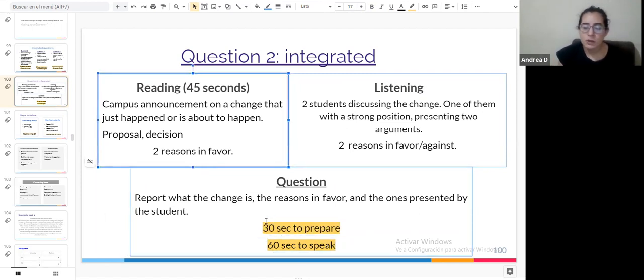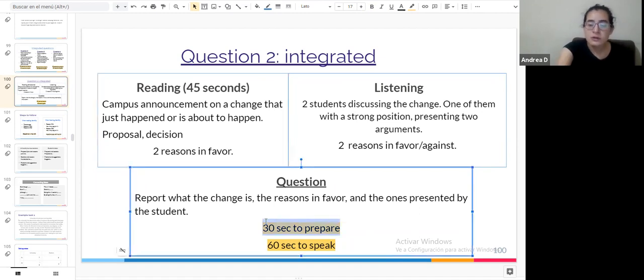When you're preparing during those 30 seconds, you're allowed to look at your notes, to maybe take more notes, practice, do whatever you want, but it's just 30 seconds, it's not a lot. And then you need to speak for 1 minute. Okay, so any questions so far about the structure of this task?